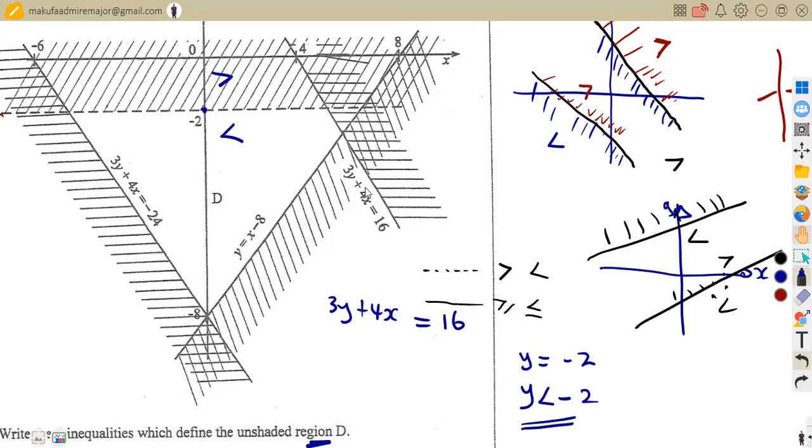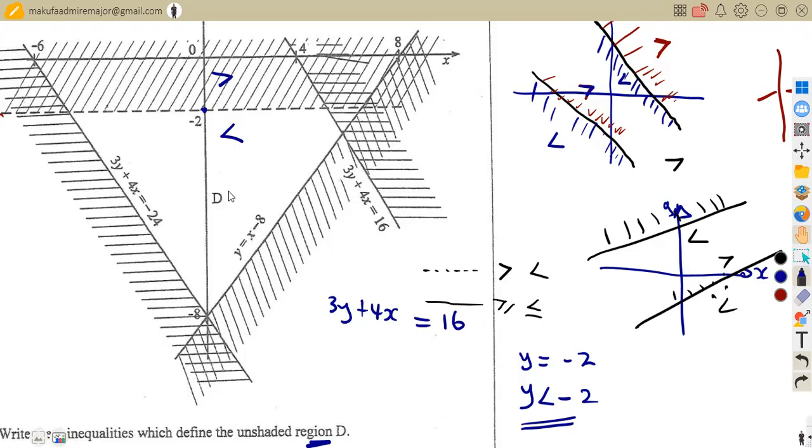Check how this line is drawn. This is the continuum of these lines. And I said on top, it's greater than. Below, it's less than. As we are focusing on which side, that is what you have to ask yourself. We are focusing on this side, the side that is not shaded.